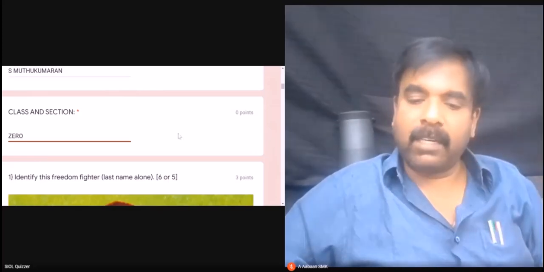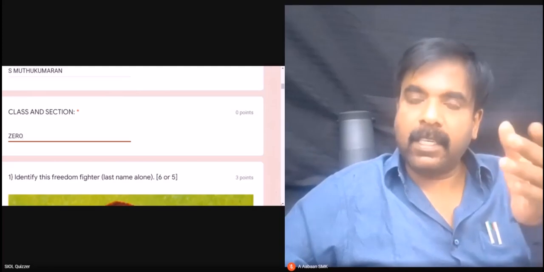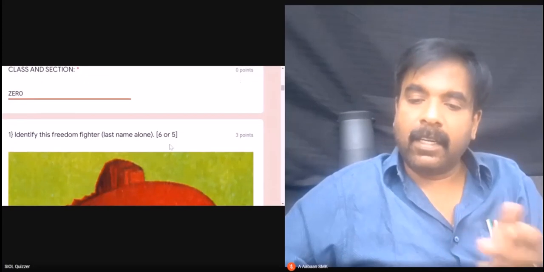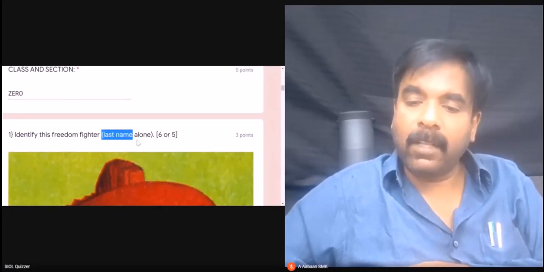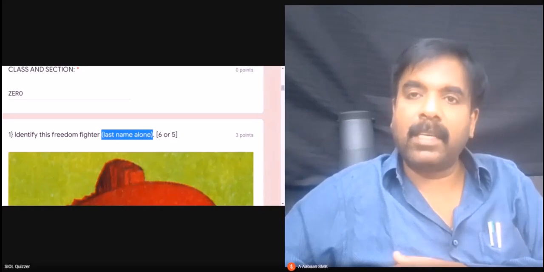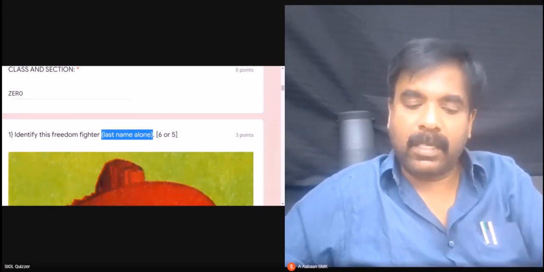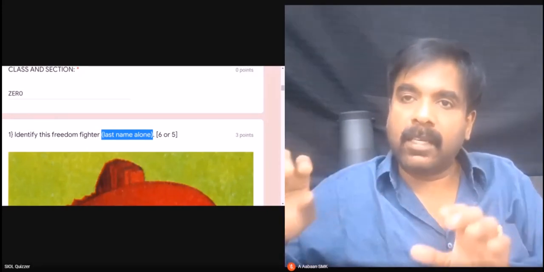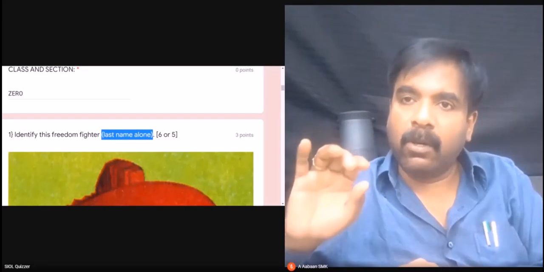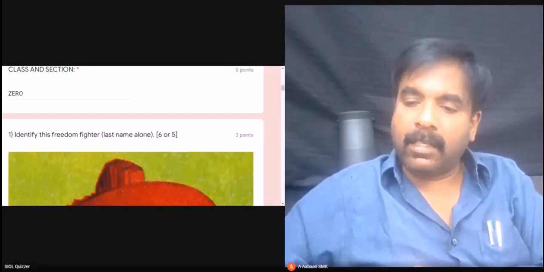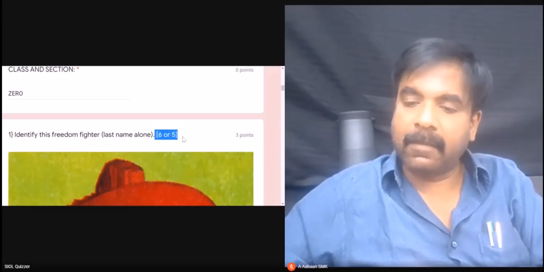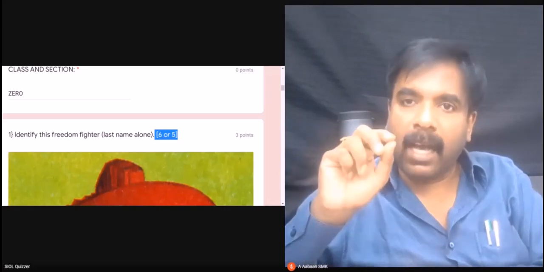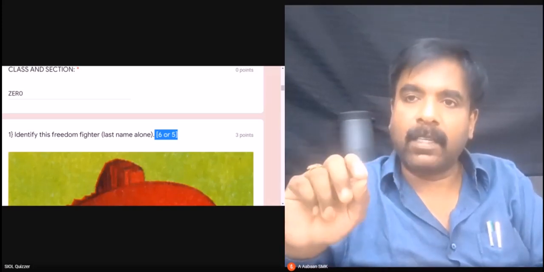The first part of the question paper we have come to now. The first thing is the entertainment section, pictures. Let us start with a freedom fighter. The last name alone. Carefully read the question. Sometimes there will be things like this in the question, which you must take care of properly. So, if suppose the name is Gopala Krishna Gokhale, I have to type only Gokhale. See, near the question there is a bracket given, and it says 6 or 5. It means your answer is going to have either 6 letters or 5 letters.